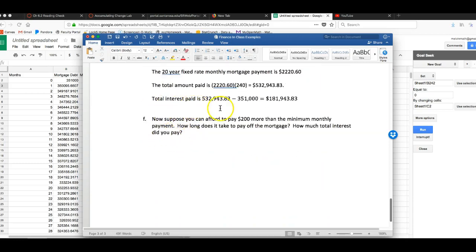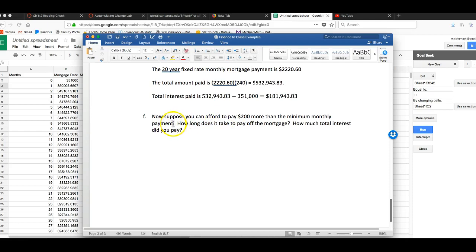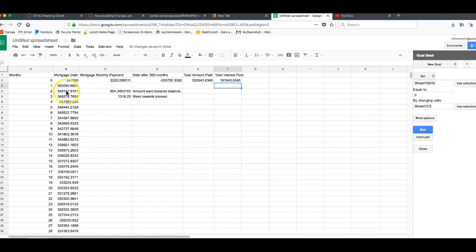Okay, let's go to the last question. Suppose you could afford to pay $200 more than the minimum monthly payment. How long does it take to pay off the mortgage? And let's consider the 20-year loan. So how long does it take to pay off that mortgage? Let's go to the spreadsheet.